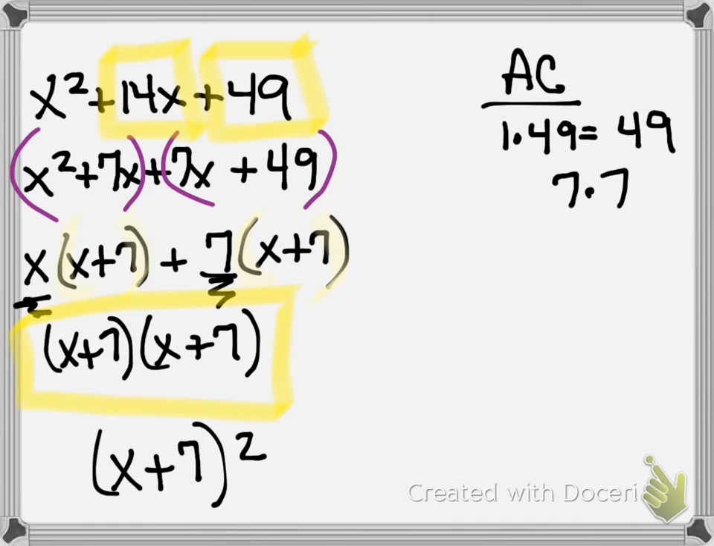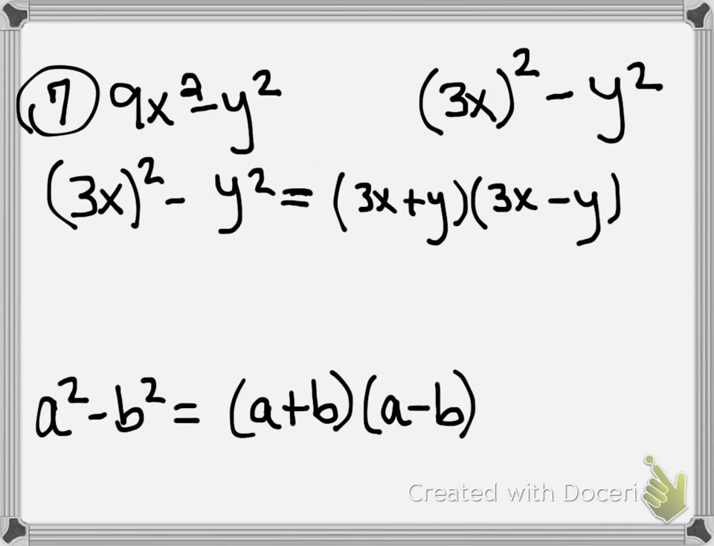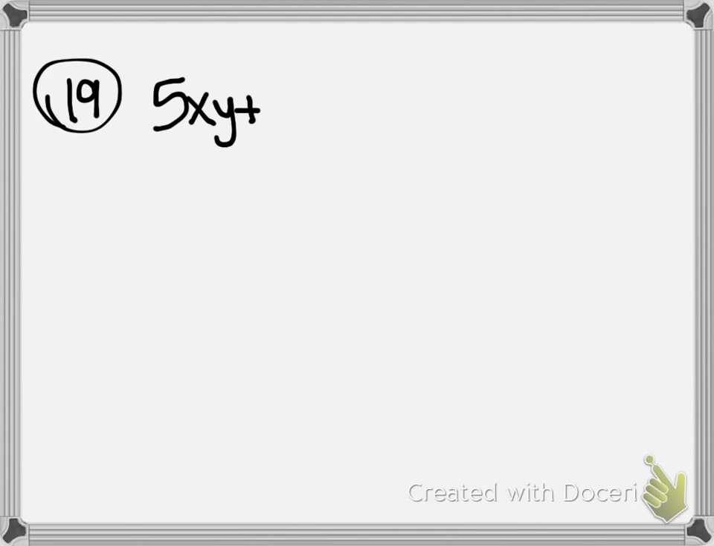Now let's go look at number 19 on page 2 of 5.3, factoring special cases. On number 19, we have 5xy minus 5x plus 8y minus 8. So first off, we don't have a trinomial. We don't have anything quadratic. It's a weird looking expression.